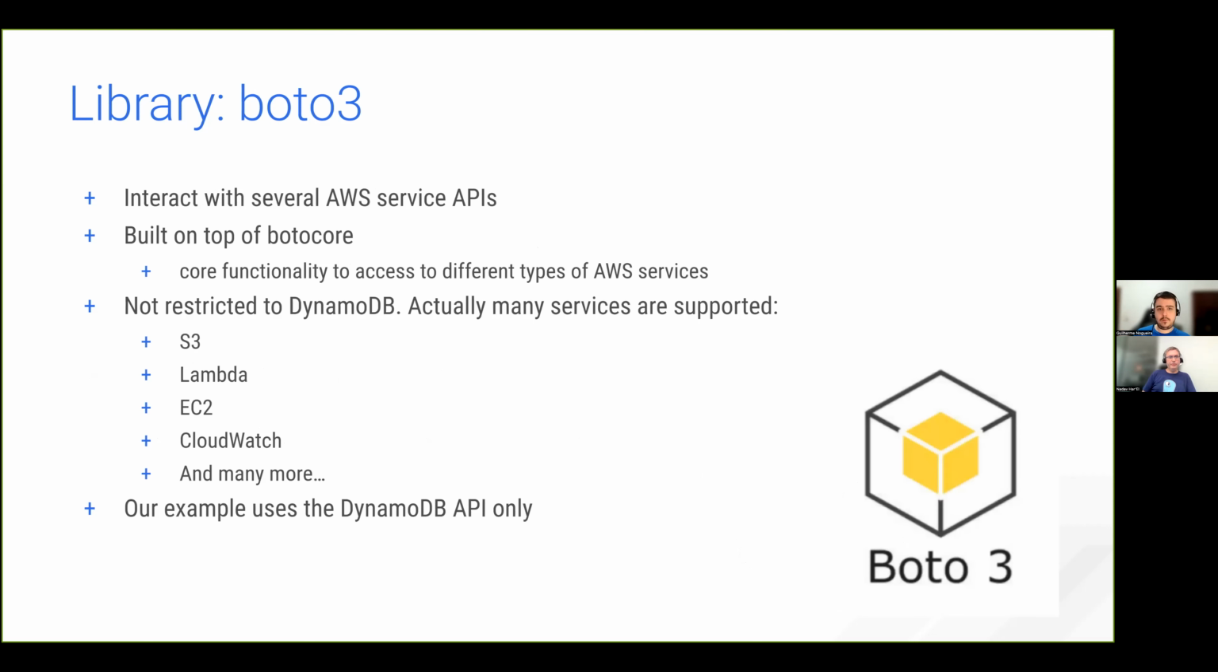We also rely on Boto 3, which is an AWS provided library that is used to interact with AWS services via APIs. It is built on top of Botocore, which provides the core functionality to access many of the AWS resources. It's important to remind you that it's not restricted to DynamoDB. So Boto 3 actually provides you access to S3, EC2, Lambda, CloudWatch, and a ton of other AWS features. But obviously, for this specific workshop, we're focusing on the DynamoDB API only.